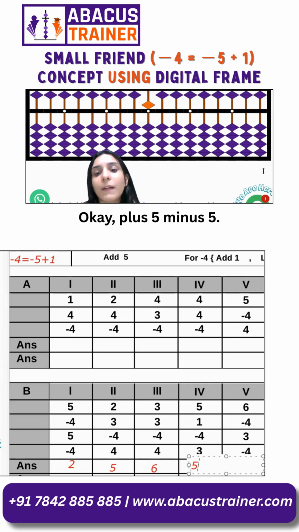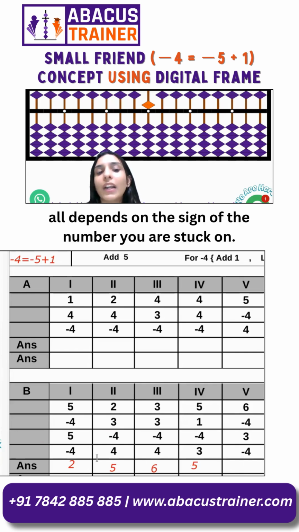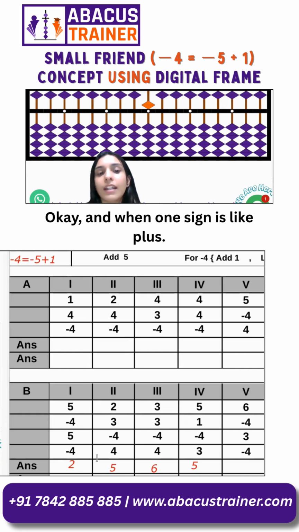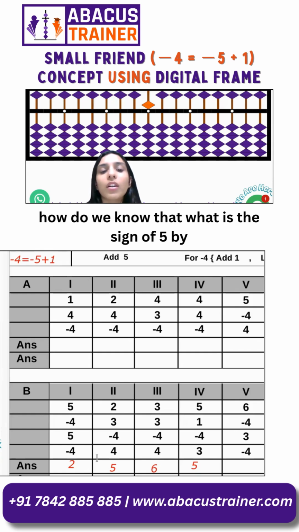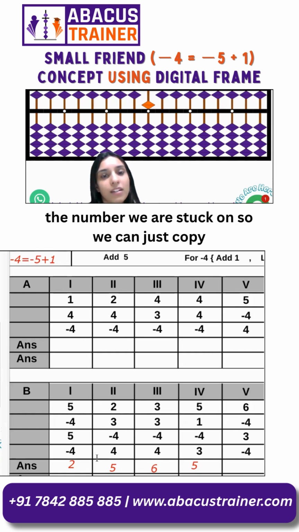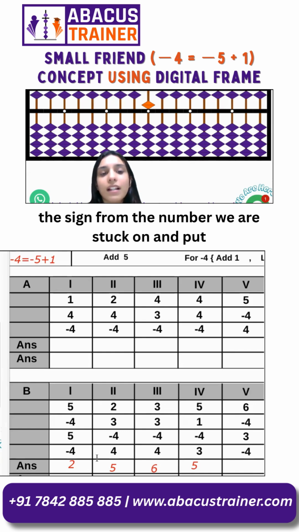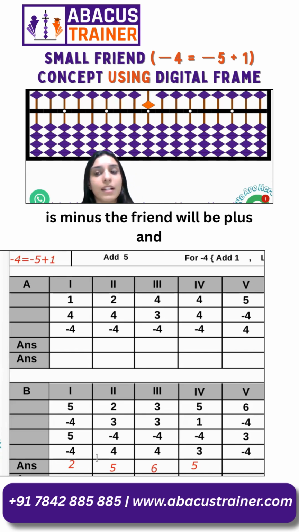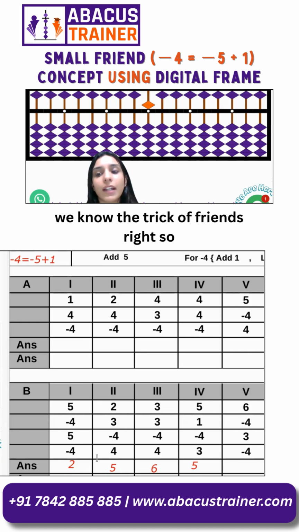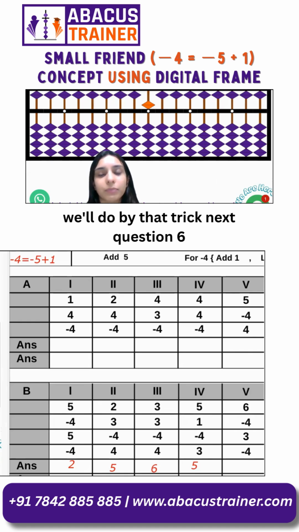Plus 5 minus 5. All of this depends on the sign of the number you are stuck on. Okay. And when one sign is plus, we know that the other sign is minus only. And how do we know what is the sign of 5? By the number we are stuck on. So we can just copy the sign from the number we are stuck on and put that sign in 5. Now if 5 is plus, the friend will be minus. If the 5 is minus, the friend will be plus. And we know the trick of friends, right? So we'll do it by that trick.